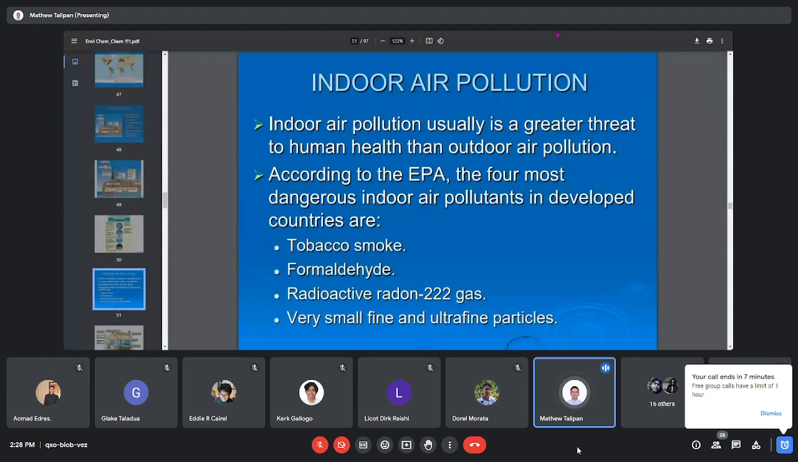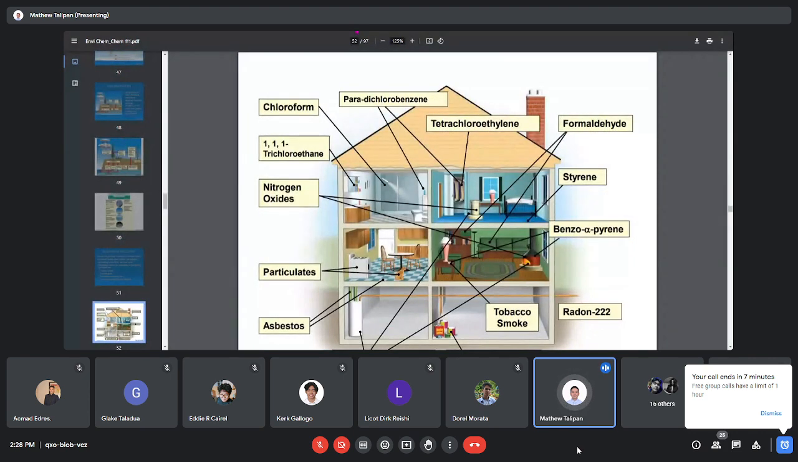So if there are pollutants outside our home, there are also pollutants inside our home. We call them indoor pollutants. This includes chemicals like tobacco smoke, formaldehyde, the radioactive gas radon, isotope 222, and then ultrafine particles. If we examine our homes, try to check if your house has some of these chemicals.